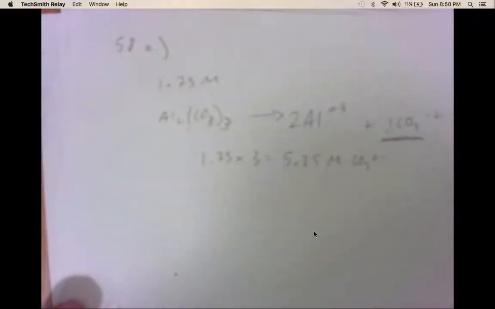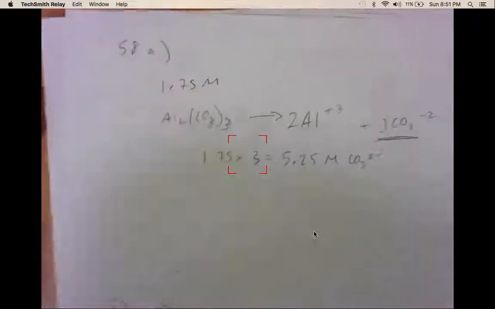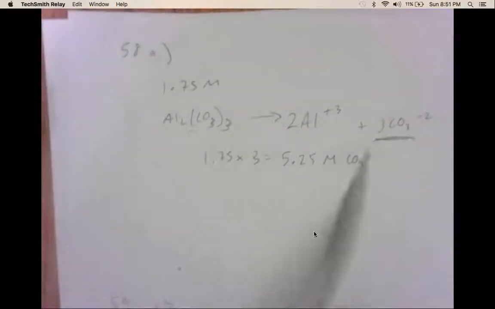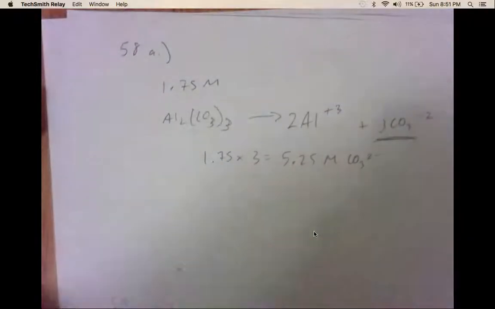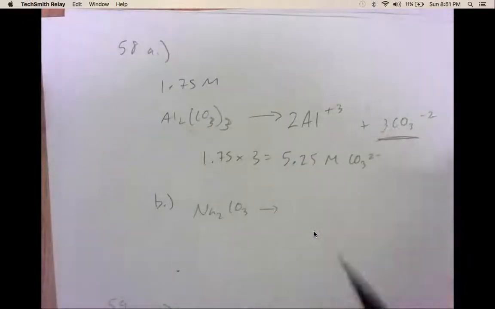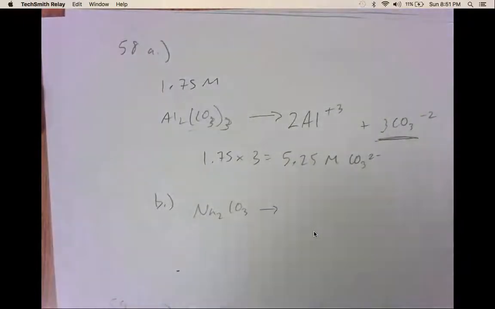And that is all you have to do. So remember guys, it's an ionic compound, so it dissociates. Multiply the concentration by the coefficient. 58B is exactly the same, except it's asking you to start with sodium carbonate instead. So make sure you do the dissociation, then multiply by the coefficients.